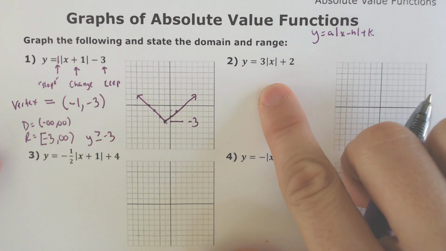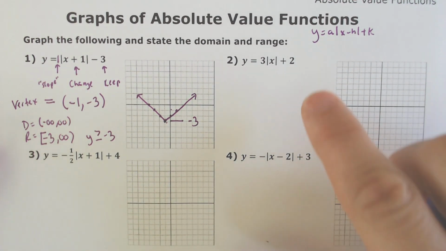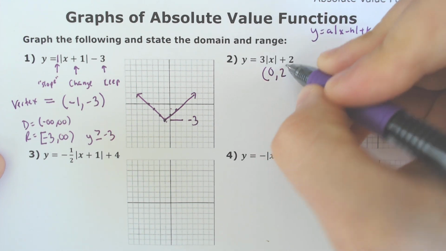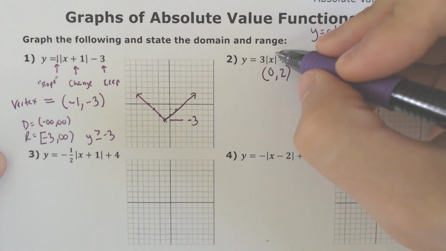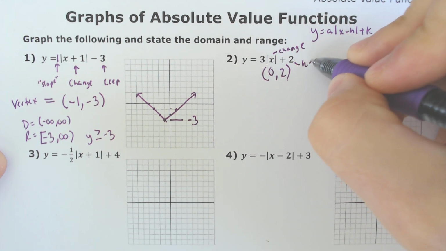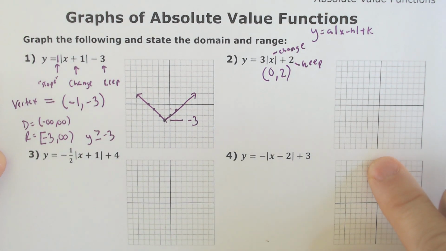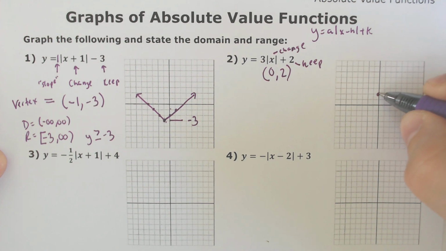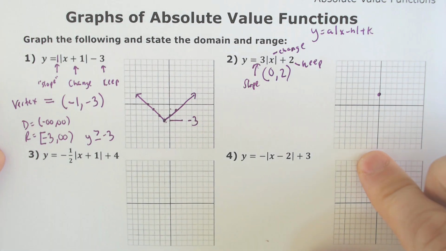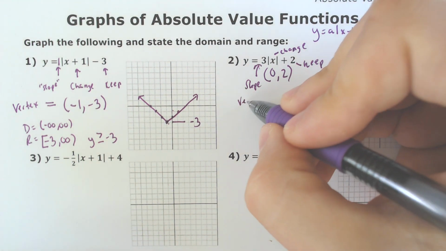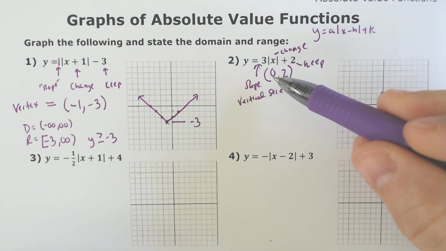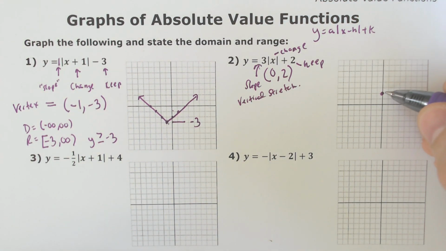All right. Moving right along, that was the longest example. The other ones are going to go pretty quickly, I would imagine. The vertex here is 0, positive 2, because we have nothing to change, and the 2 is the keep the sign, and the keep the sign is on the outside. So we got 0, positive 2. The slope this time is 3. They actually call the slope the vertical stretch or dilation.